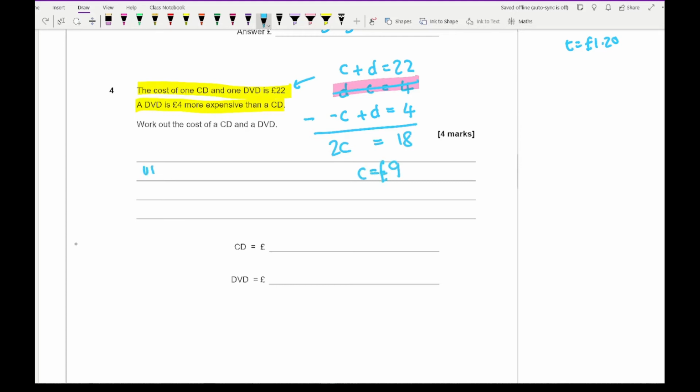So then using c plus d equals 22, c equals 9, so 9 plus d equals 22. So d therefore is going to equal 13. So what I've then got is a CD costs £9 and a DVD costs £13.